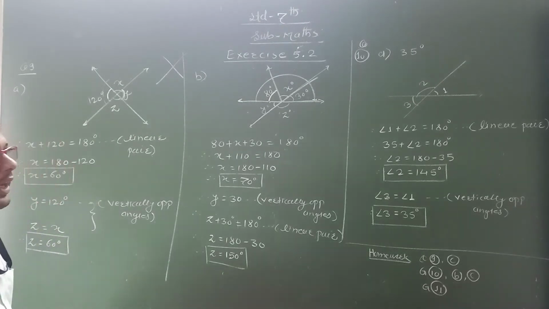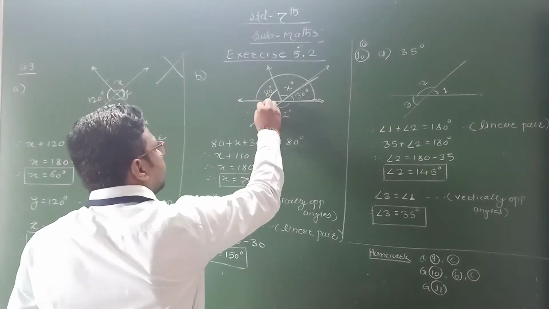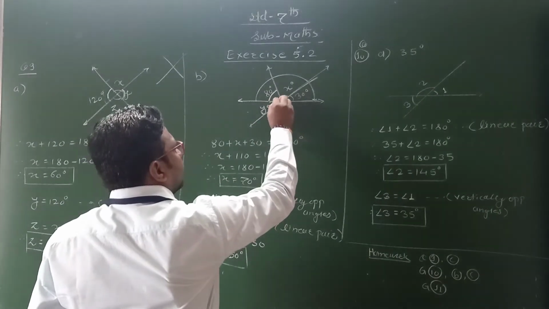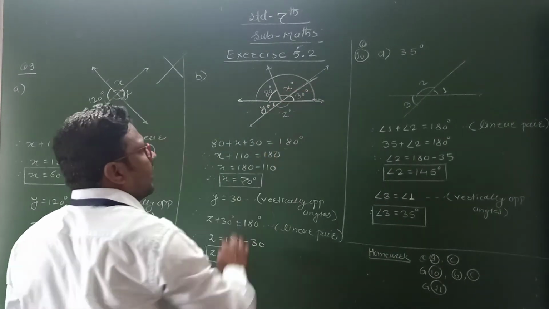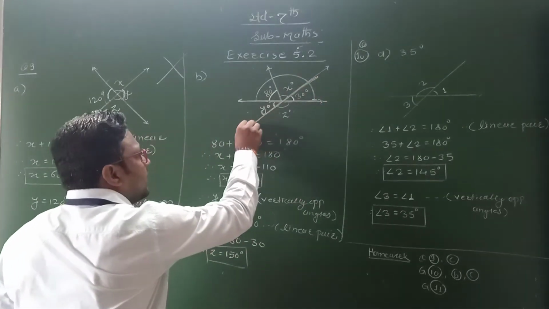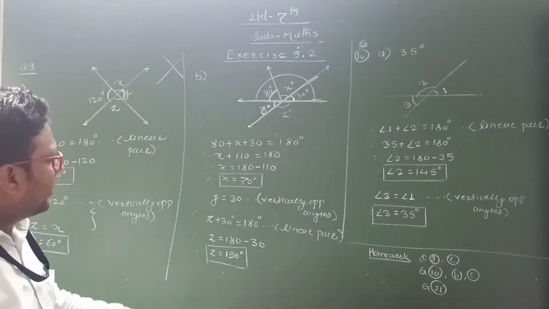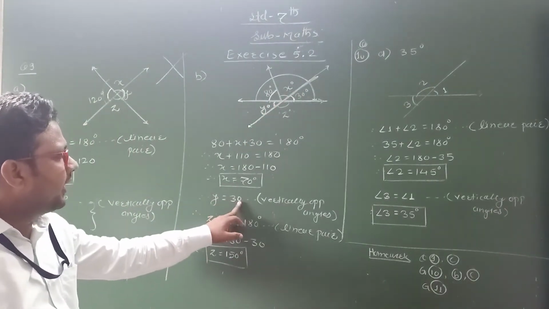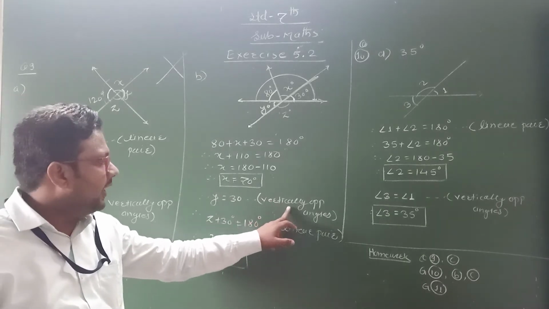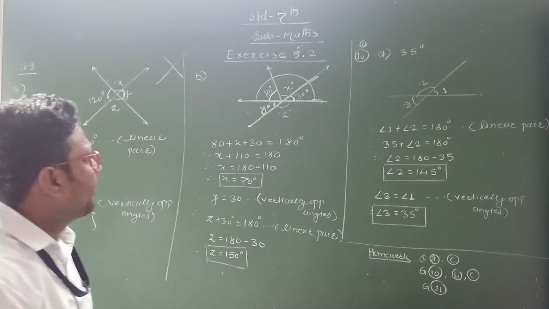Okay. Now to find out the value of y. In given figure, y and 30 form a vertically opposite angle. If you see these two lines only, okay. In these two lines, these two angles are the what? Vertically opposite angle. Therefore, here I write y is equal to what? 30 degree. And what is the reason here? Vertically opposite angles.